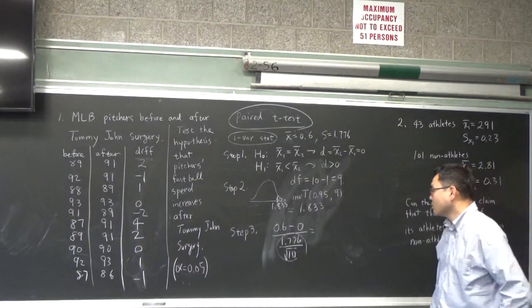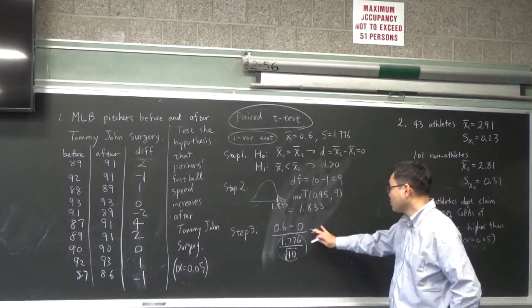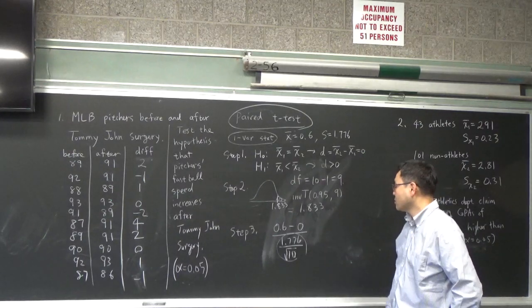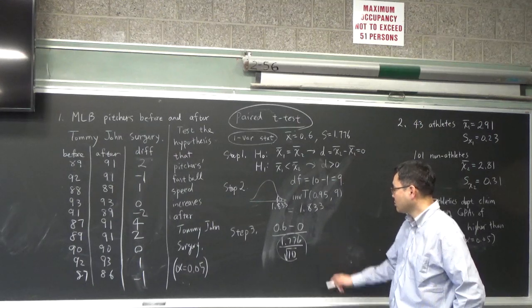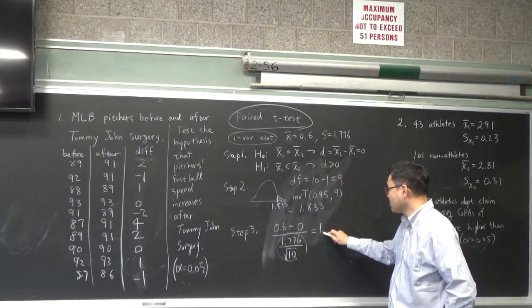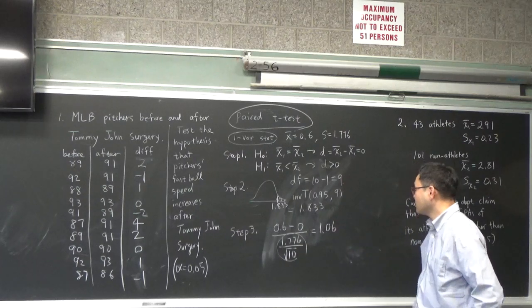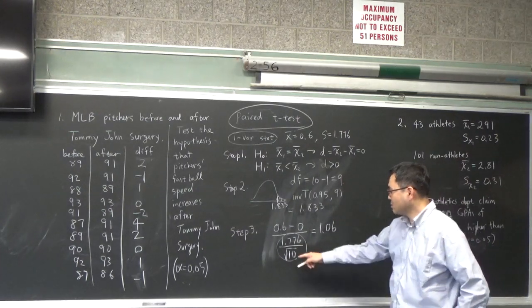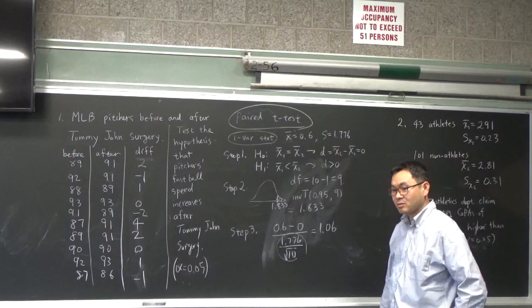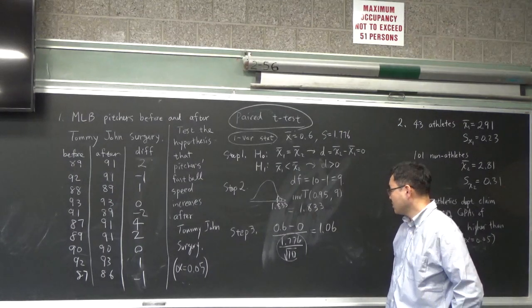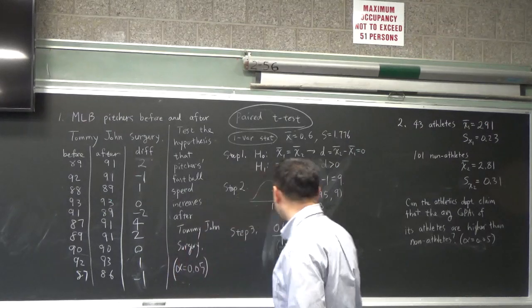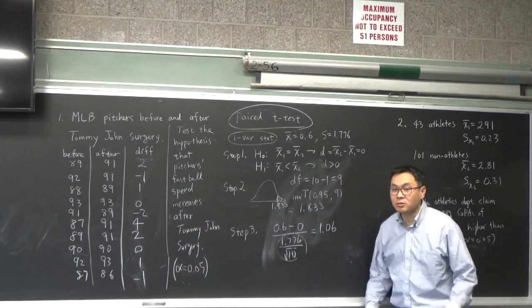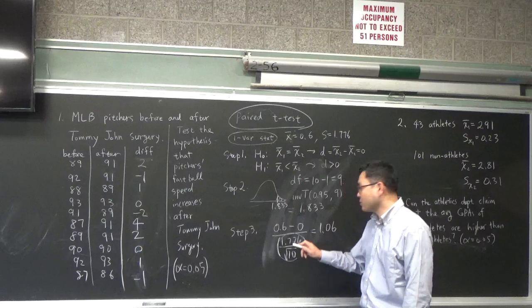So you can first calculate this and divide from 0.6. 0.6 divided by 1.776 divided by the square root of 10, I get 1.06. Anyone want to check me on that? That's right, okay. The thing is, you really want parentheses around here, okay?